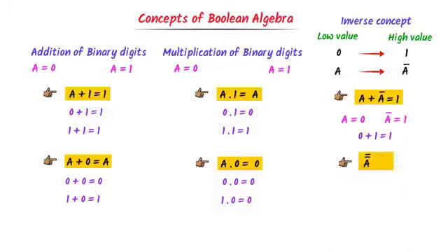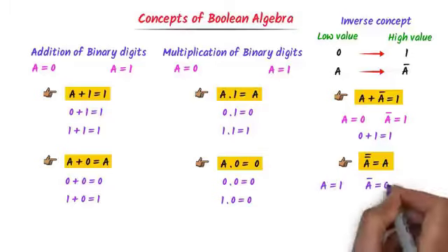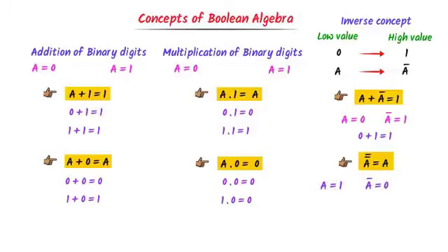Fourthly, a double bar equals a. For example, let a equals 1. I inverse the value of a. I get a bar equals 0. I again inverse the value of a. I get a double bar equals 1. Hence the initial value of a is equal to 1 and that of a double bar is also equal to 1. Thus we say that a double bar is equal to a. The simple trick is always cancel the two bars.